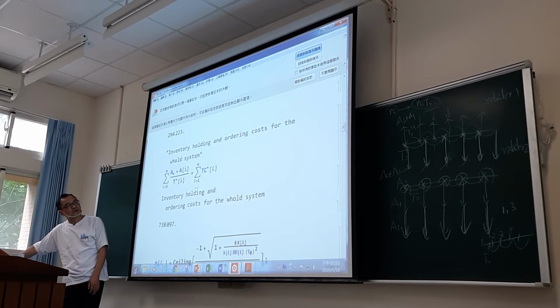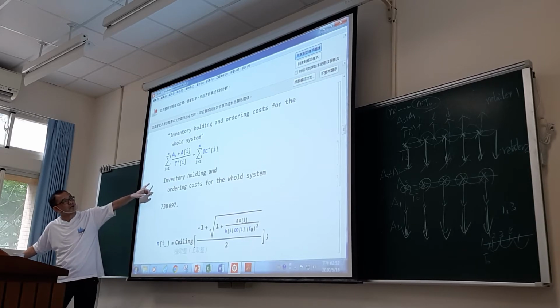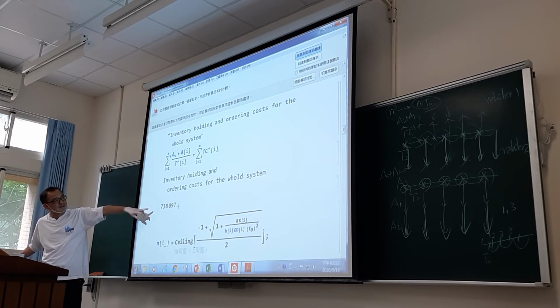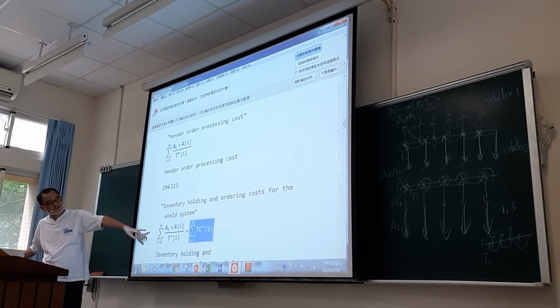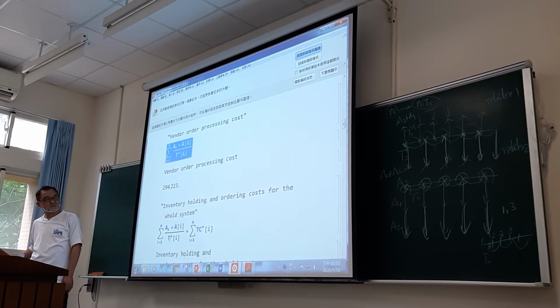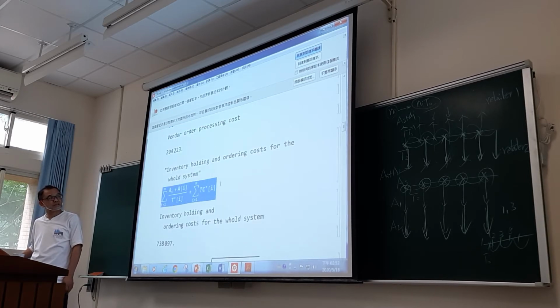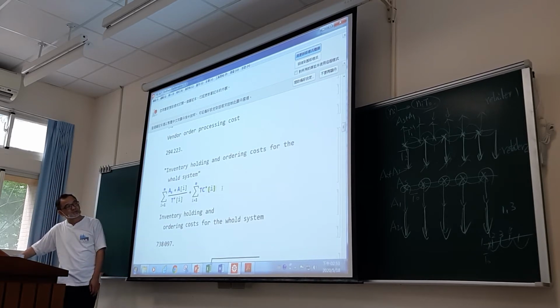And inventory holding and ordering cost for the whole system is this. Then we need to get it done this way. So previously this is only ordering and processing cost. So this one is plus the total cost of the retailers. This is the total cost for the supplier. Okay? That's the total cost of the whole system. So here is for the whole system. Also, sorry, this is WHOLE, this is not WHOLD. For the whole system.